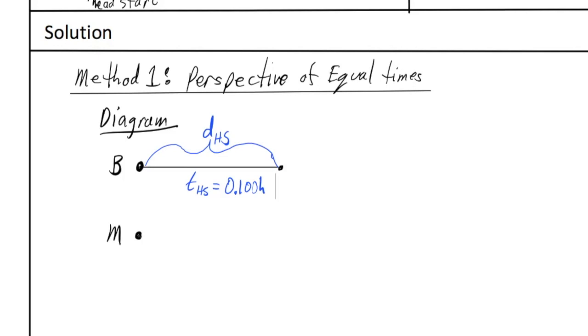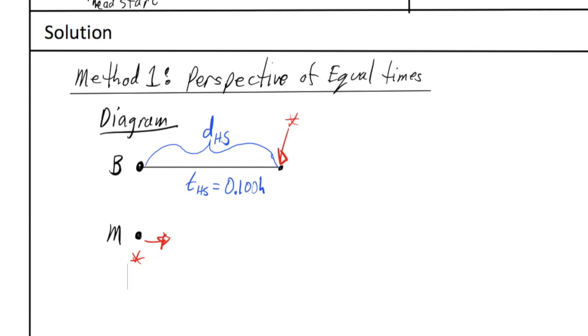And then at that point there, when the boy reaches there, the mom starts. So she's on her way. With this perspective, we are restarting the stopwatch, which means we're starting the time now, when the boy is here and when the mom is here. And that's where the title, Perspective of Equal Times, comes into play.